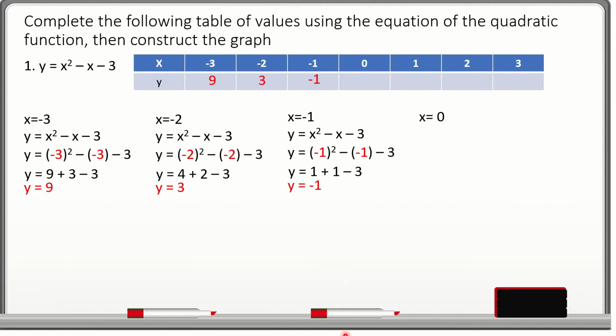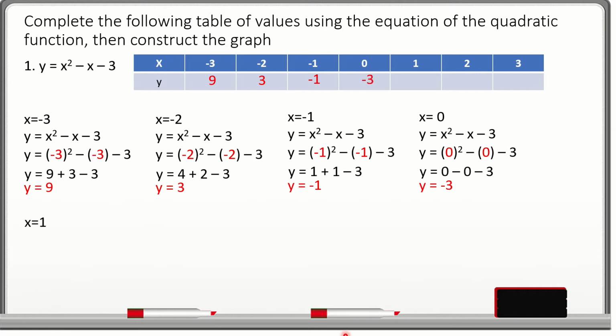Next, we have x is equal to 0. We have y is equal to x squared minus x minus 3. We have y is equal to 0 squared minus 0 minus 3. We know that 0 squared is 0, minus 0, minus 3. Our answer is y is equal to negative 3.